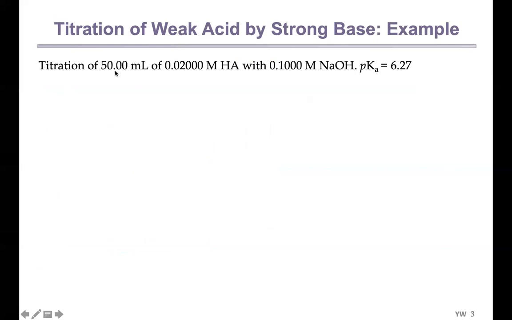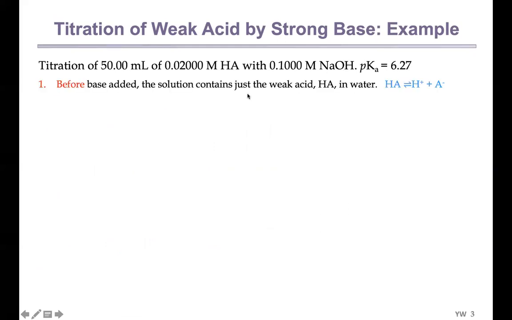We want to titrate 50 milliliters of 0.02 molarity HA, a weak acid, with 0.1000 molarity sodium hydroxide. So sodium hydroxide performs as the strong base, right? HA is the weak acid. Now the pKa of the weak acid is 6.27, right? Now, can you calculate that before adding any base, what is the pH of the solution?